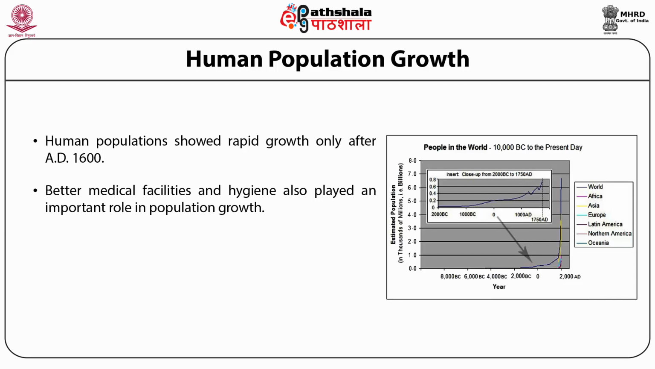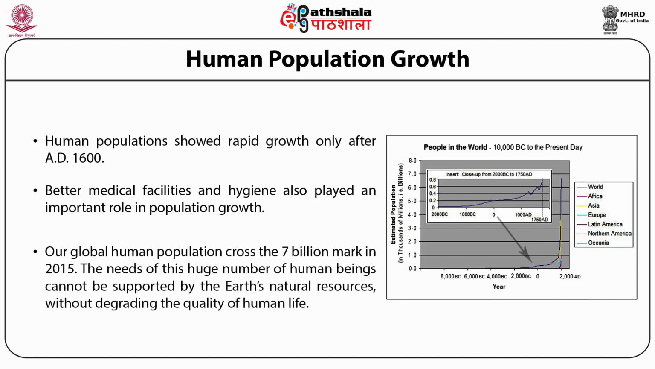As a result of developmental activities around the world, the human population is now experiencing an exponential pattern of growth. The population reached the 1 billion mark in 1804, but it took about 150 years to reach the 3 billion mark in 1960. The global human population crossed the 7 billion mark in 2015.